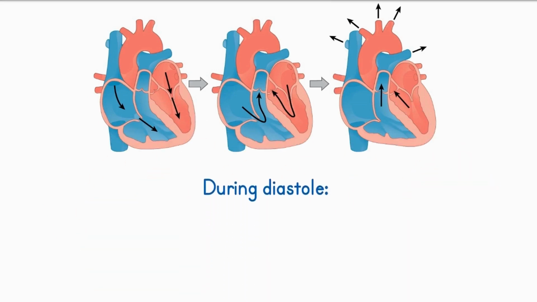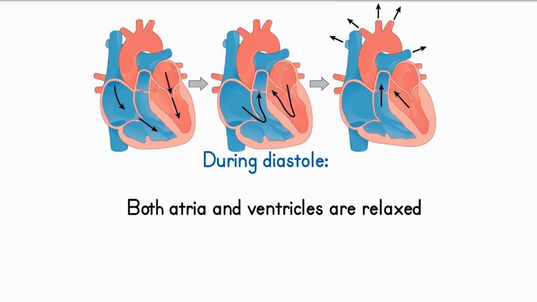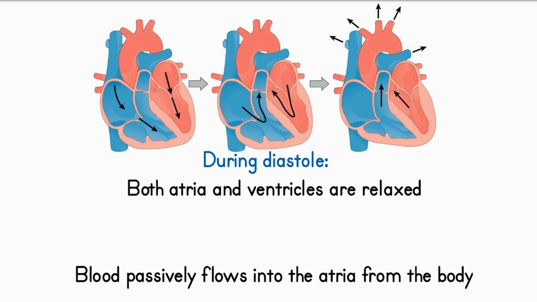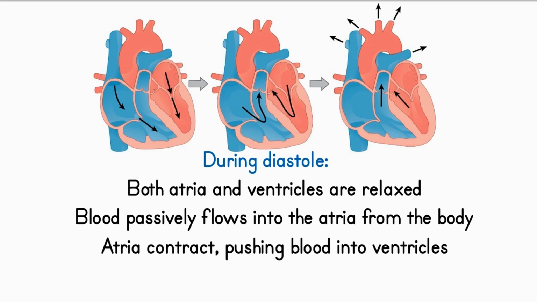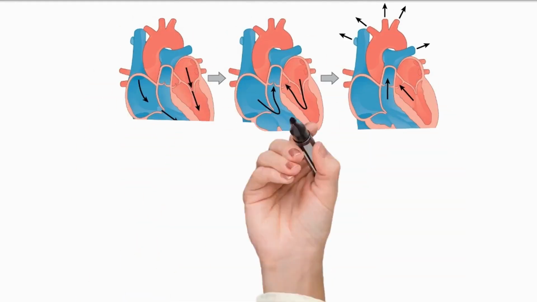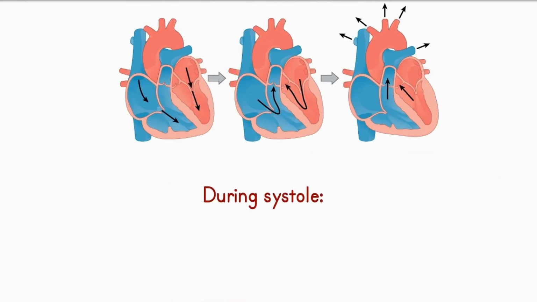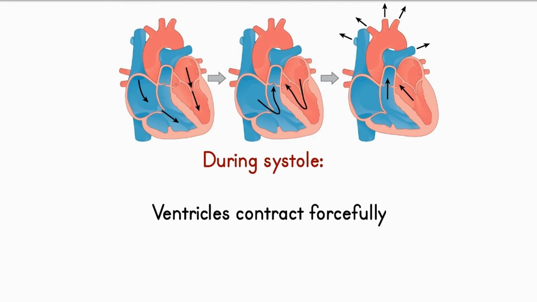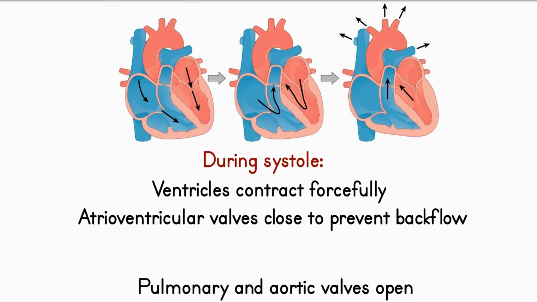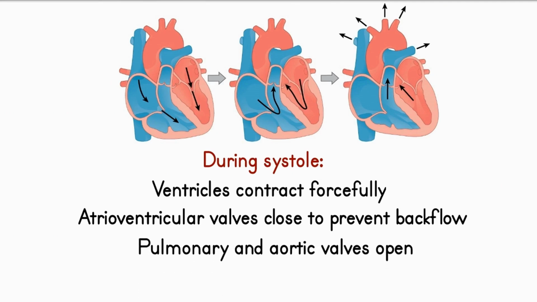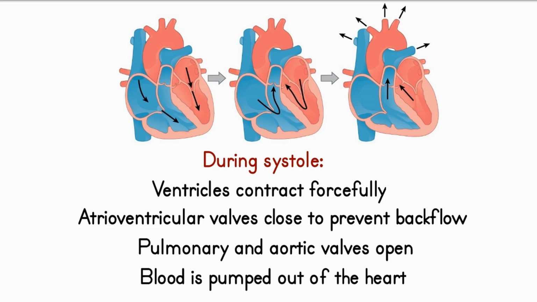During diastole, both atria and ventricles are relaxed, and blood passively flows into the atria from the body and lungs. As the atria contract, blood is pushed into the ventricles, causing the atrioventricular valves to open. In systole, the ventricles contract forcefully, closing the atrioventricular valves to prevent backflow, and opening the pulmonary and aortic valves to allow blood to be pumped out of the heart.